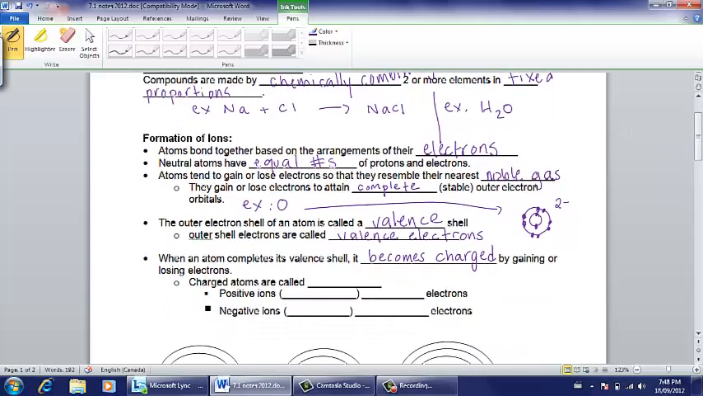Atoms that are charged are called ions. Positive ions, also known as cations, are positively charged because they have lost electrons. So positive ions lose electrons. Negative ions, which are also called anions, have gained electrons.